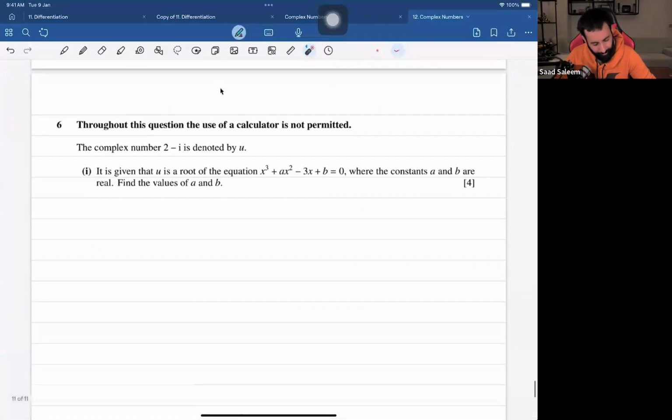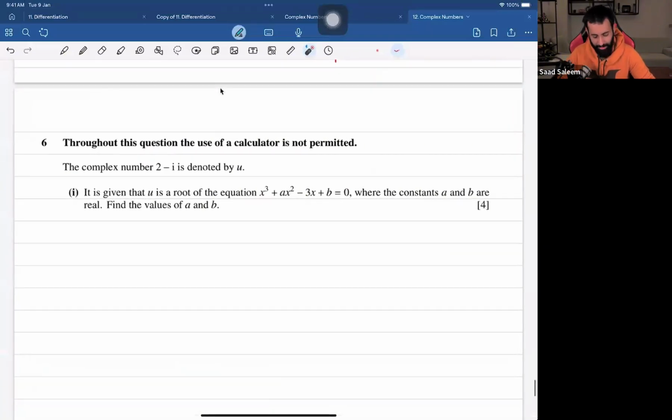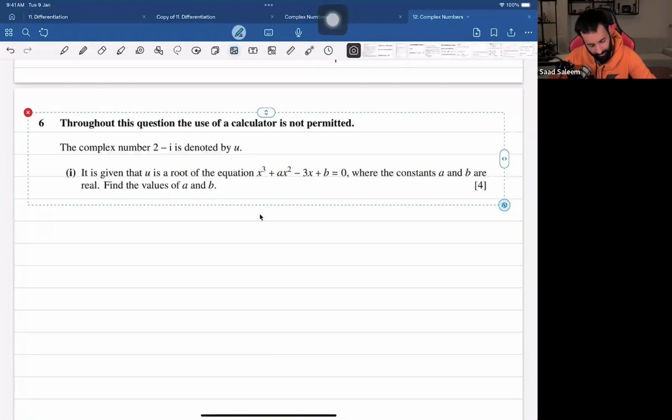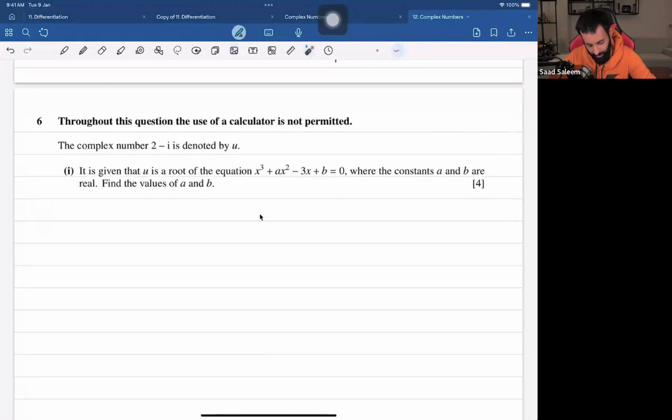Okay. Now, here's a past paper question. We're going to solve this, and let's see what this question says. It says it is given that u is a root of the equation, where the constants a and b are real, find the values of a and b. So let's see how we can find out the value of a and the value of b.